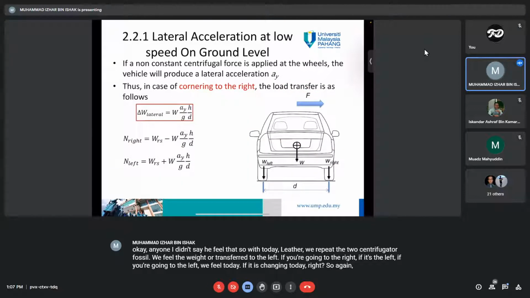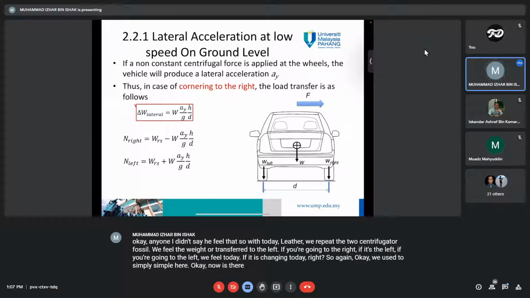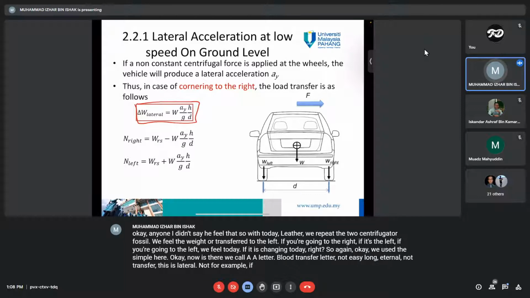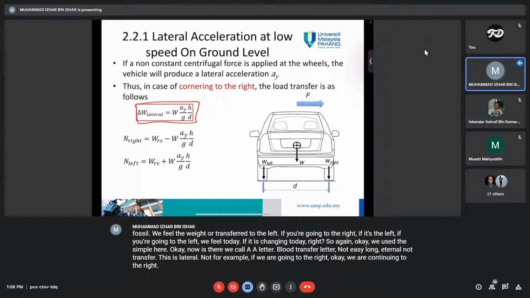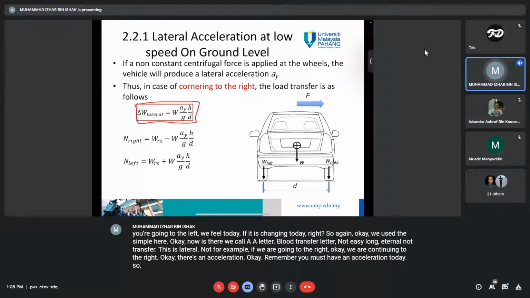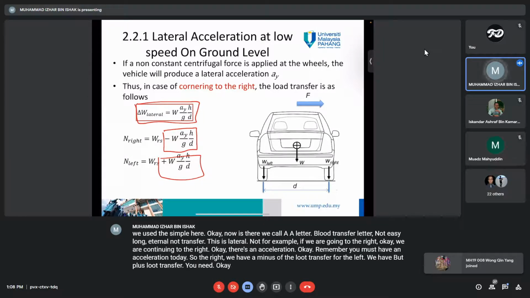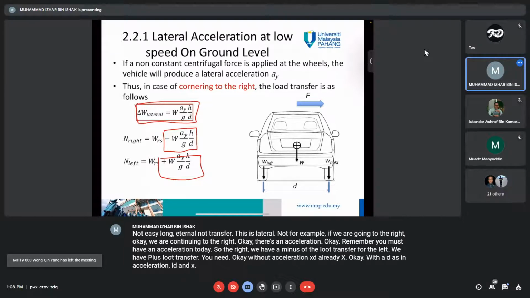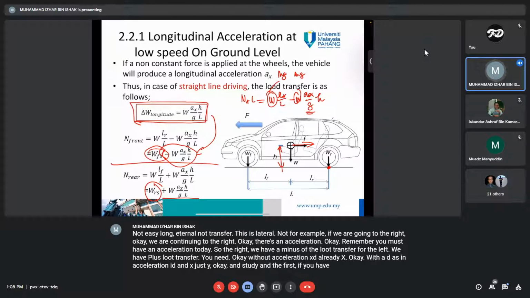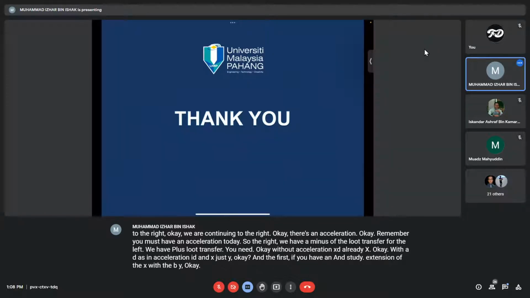Okay, we use the same principle here. Now this is what we call lateral load transfer. Just now was longitudinal load transfer, this is lateral load transfer. For example, if we are cornering to the right, there is an acceleration, remember you must have an acceleration for that. So the right will have a minus load transfer and the left will have a plus load transfer. This is if we corner only, without acceleration at x, just the y, like before. And the first case is if we have acceleration at x without y.